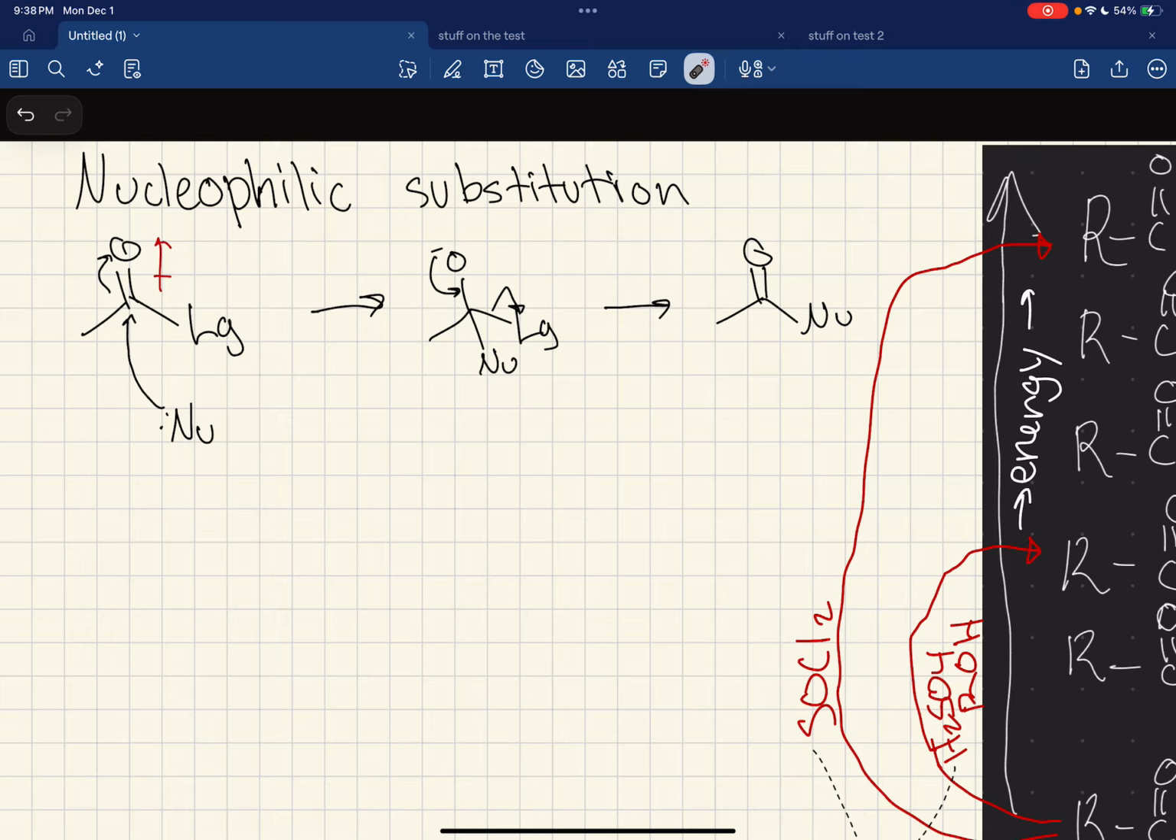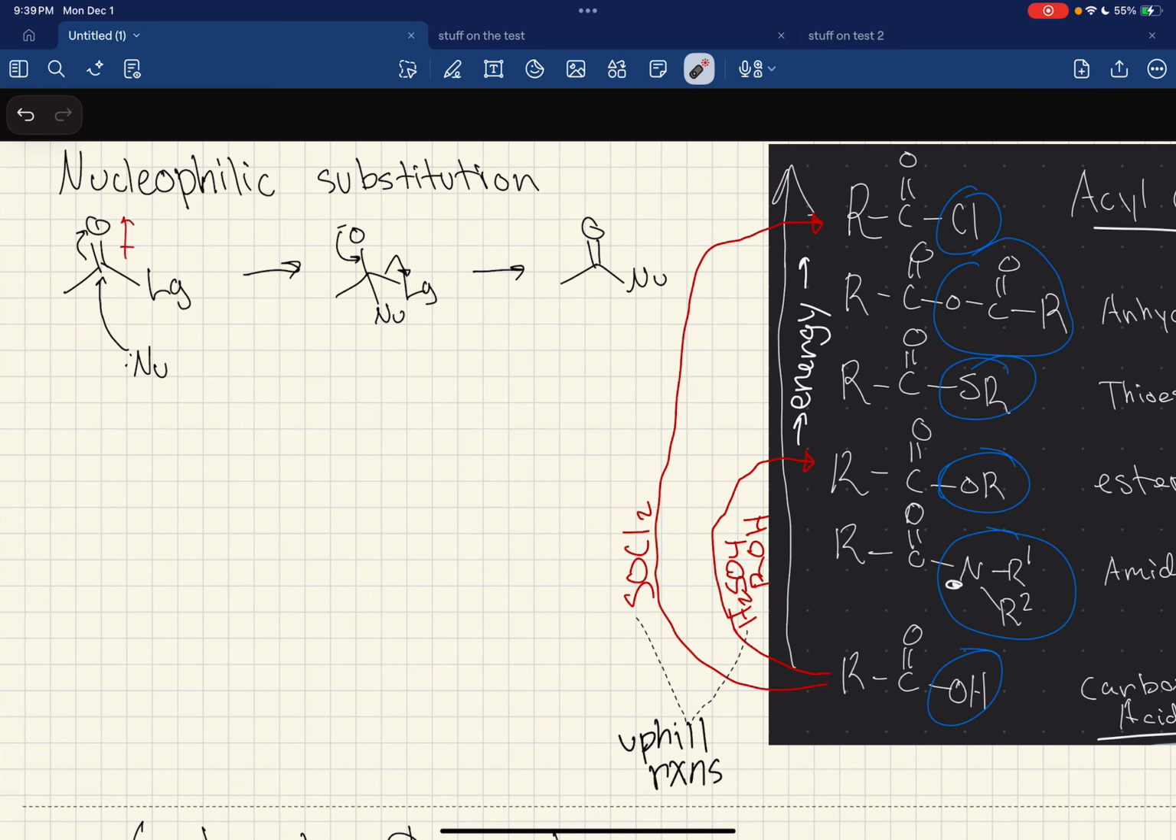You might wonder, why doesn't this just come in and immediately knock the leaving group off? If you remember HOMO-LUMO, this is a lower energy LUMO. So this will break first. It will break before this breaks. And that's why this happens before this breaks off. So that's a generalized mechanism.